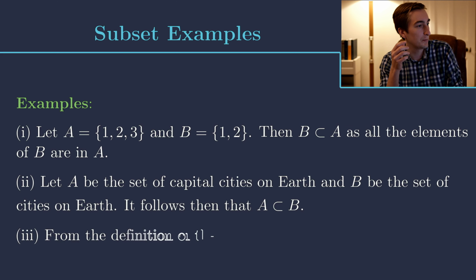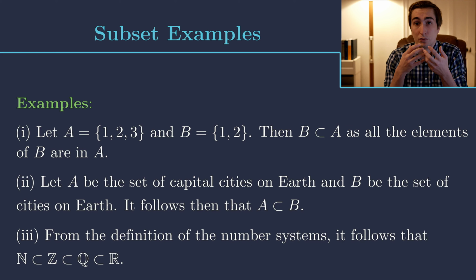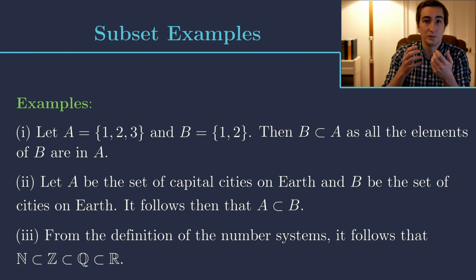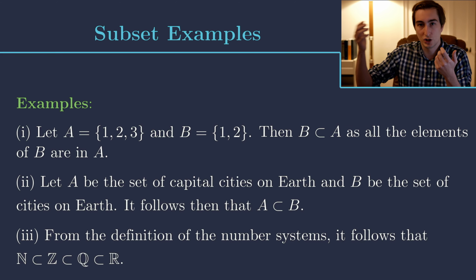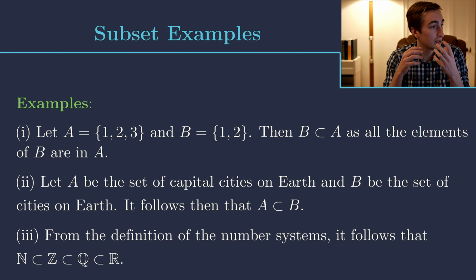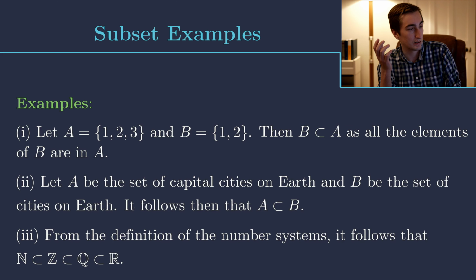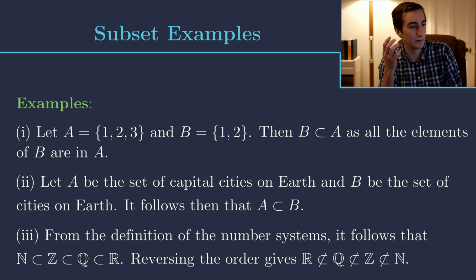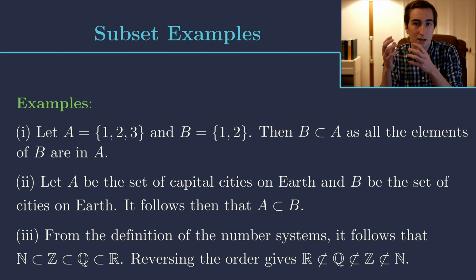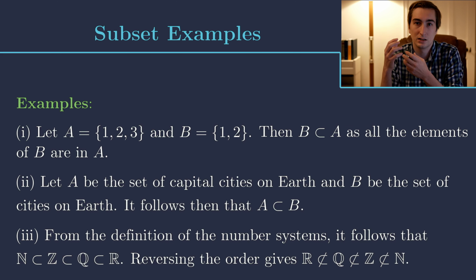Let's consider our third example. We consider our number systems from the previous video, and it follows by their definition and almost by their construction that they're each subsets of each other, going up the chain of command of which ones are larger than the others. That is to say that the naturals are a subset of the integers, which are a subset of the rationals, which are a subset of the reals. And if I go in the reverse direction, it's fairly clear that they're each not subsets of each other. That is to say that the reals are not a subset of the rationals, which are not a subset of the integers, and the integers are not a subset of the naturals.